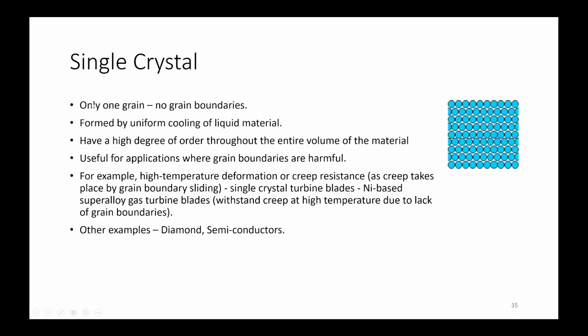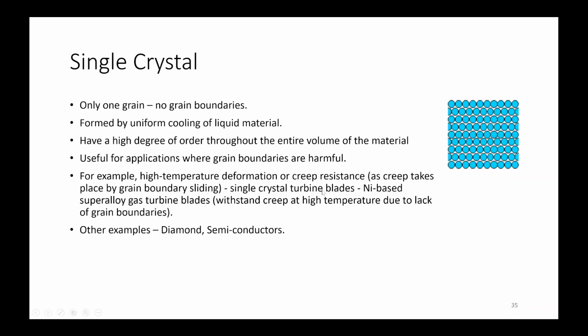Single crystal, so it will have only one grain and there won't be any grain boundaries. It is formed by uniform cooling of liquid material. It has a high degree of order throughout the entire volume of the material. Now it is useful for applications where grain boundaries are harmful. For example, high temperature deformation or creep resistance. If we require high creep resistance at higher temperatures, your structure should be stable. So for that you require a smaller number of grain boundaries.